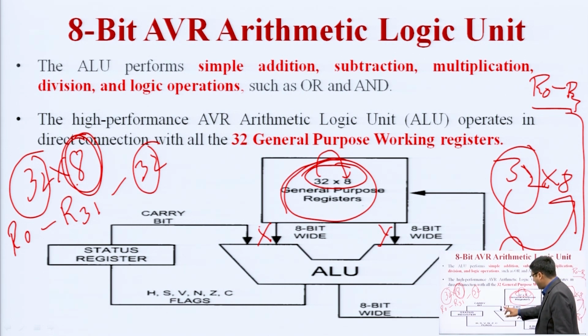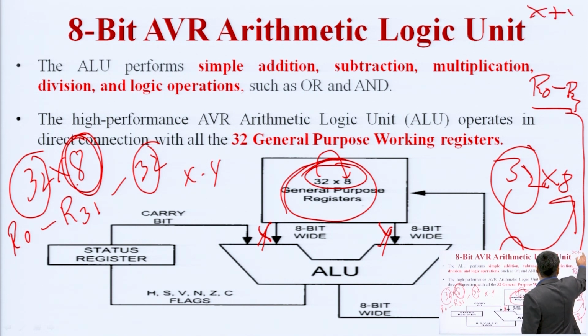So let us take here x and y. The ALU operations are performed on these two signals x and y, whether it is x plus y addition, x and y AND operation, or x and y division operations.